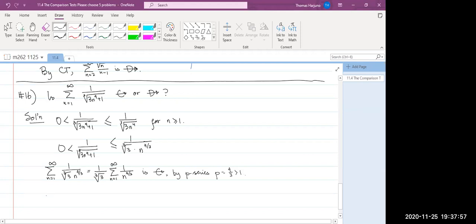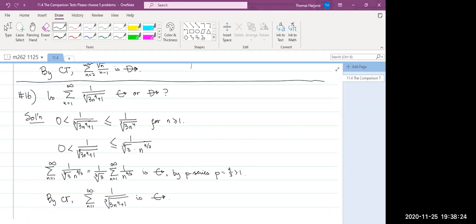And so by comparison test, the series from 1 to infinity of 1 over cube root of 3n to the 4th plus 1 is convergent, because the terms are positive and bounded above by a series that is convergent. Okay, that's for number 16.